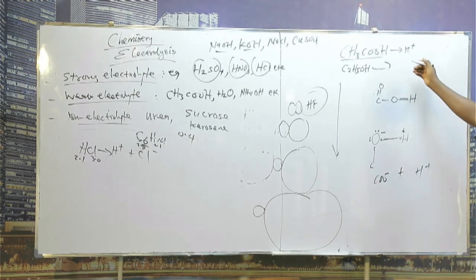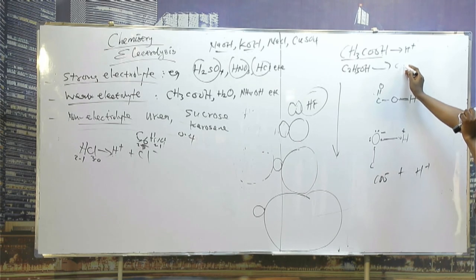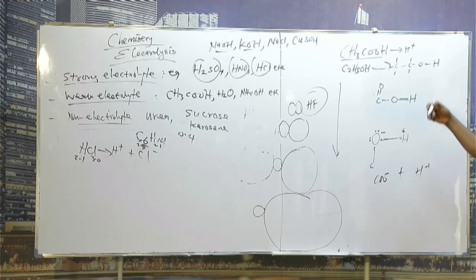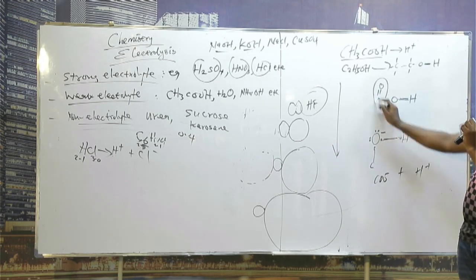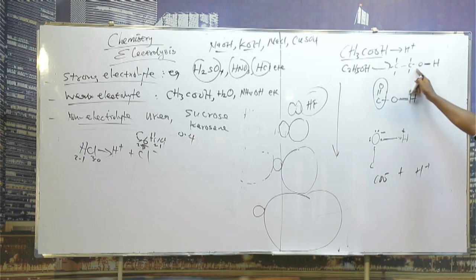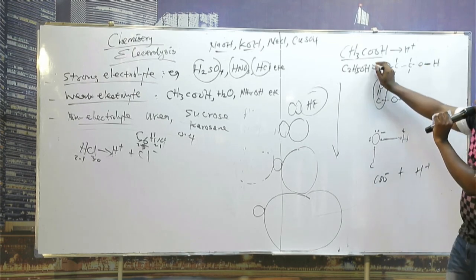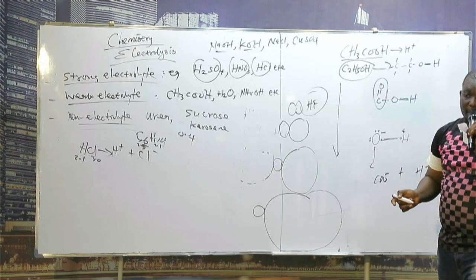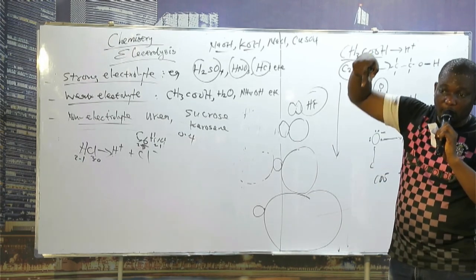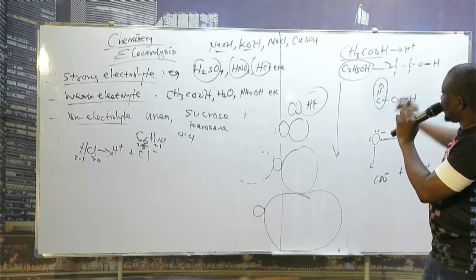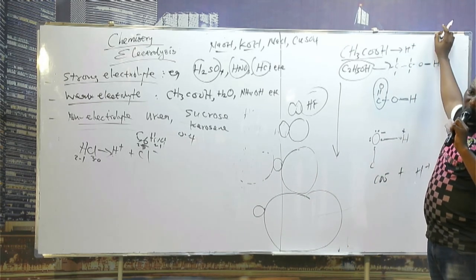Are you with me now? Let's see. You have something like C2H5OH. It's not going to dissociate. Even though it shows a hydrogen bond here, it's not dissociating to any extent, because this one is dissociated because there is a carbonyl. Is there any carbonyl group in alcohol? No free carbonyl. So they don't dissociate into what? Ions. So this alcohol here is a non-electrolyte. But ethanoic acid is an electrolyte.